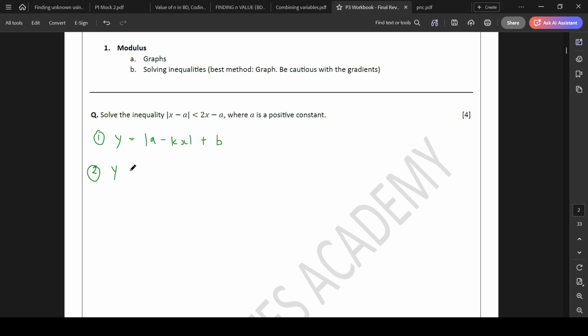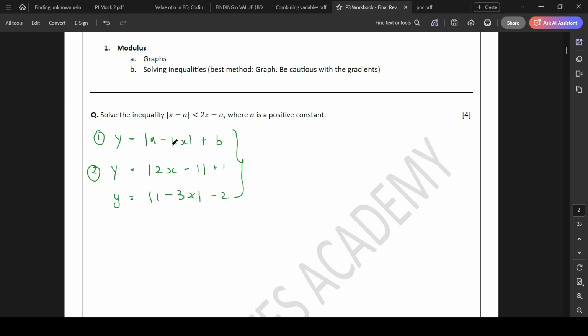Let's say some of the common types of questions that you can expect: 2x minus 1, or maybe y is equal to 1 minus 3x, or maybe you can have shifts in the y direction, plus 1, minus 2, etc. If you are already well versed in sketching the graphs of modulus functions, then if you are asked something like this in the examination, you can always nail it.